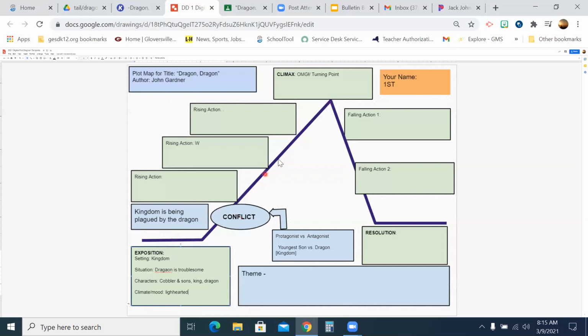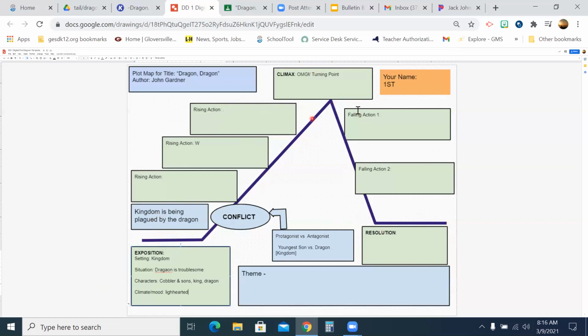The black line. What points should we fill in first? What did I have you do when we did the one on the tail? The climax. Yeah, I had you fill in the 3 key points, the exposition, the climax, and the resolution, right?